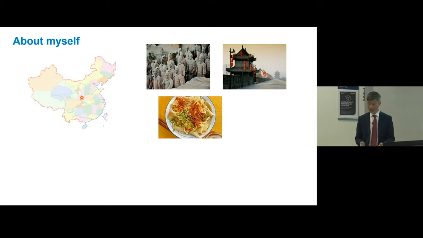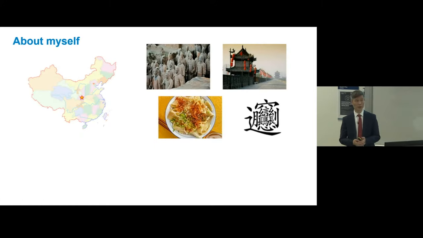I show this dish, the noodle, not only because it has a unique shape, the shape looks like a belt, but also because it has a really unique name. This is the character for this noodle. This is the most complicated Chinese character, at least as far as I am aware. It sounds like biang. Apparently, it's the sound when it was made.